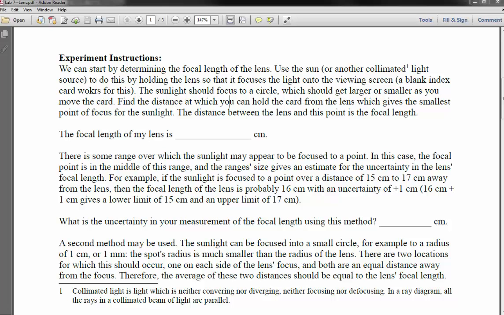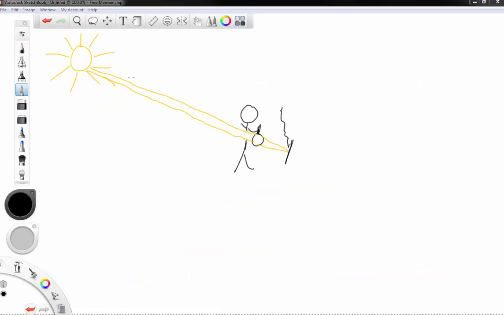Now, mind you, if you rotate the lens a little bit, you'll sort of deform the spot size. So you're going to want to hold the lens pretty close to being perpendicular with the incident rays from the sun to get the smallest spot size possible. And what you want to do is see where the light is focused to a point. So here's my rough attempt at illustrating what that looks like. So here's the collimated rays. They're entering into the magnifying glass.